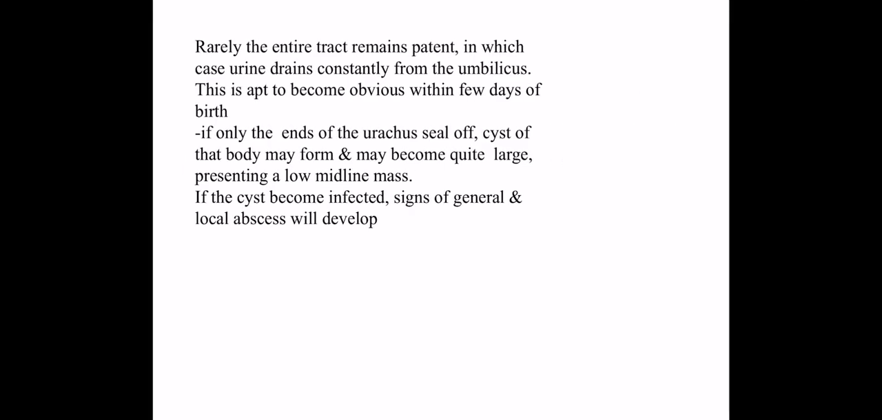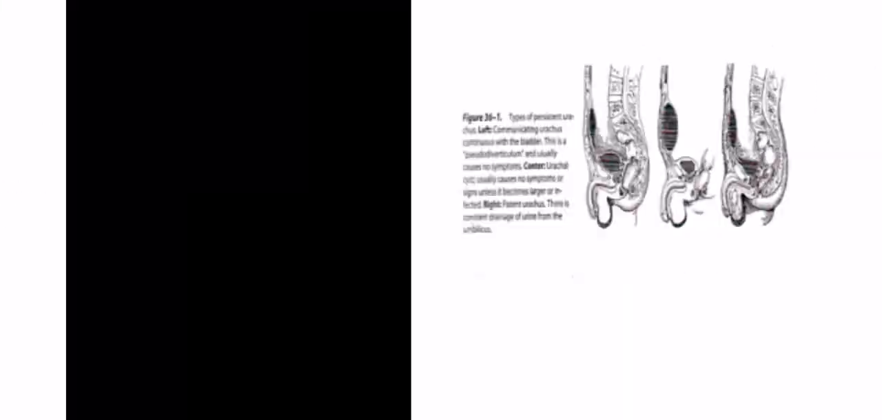Rarely the entire tract remains patent, in which case urine drains constantly from the umbilicus. This tends to become obvious within a few days of birth. When the child urinates, the urine exudes from the umbilicus. If both ends of the urachus seal off, a cyst at the body of the urachus may form and may become quite large, presenting as a lower abdominal mass. If the cyst becomes infected, signs of general and local abscess will develop.